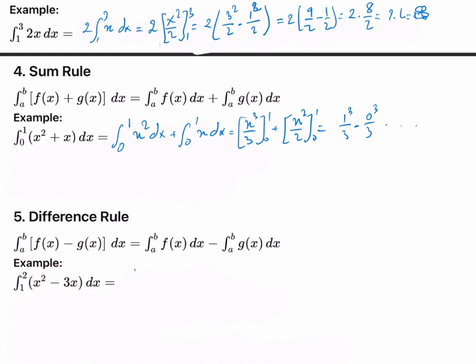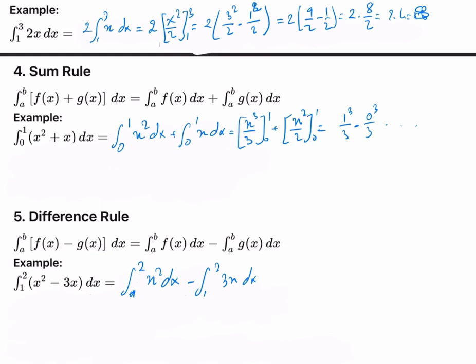So I will have the integral from 1 to 2 of x squared dx minus the integral from 1 to 2 of 3x dx. You can see even here the minus, I took it outside. I can write plus and have the minus here, and after that take the minus 3 out, but you can see it is the same thing.